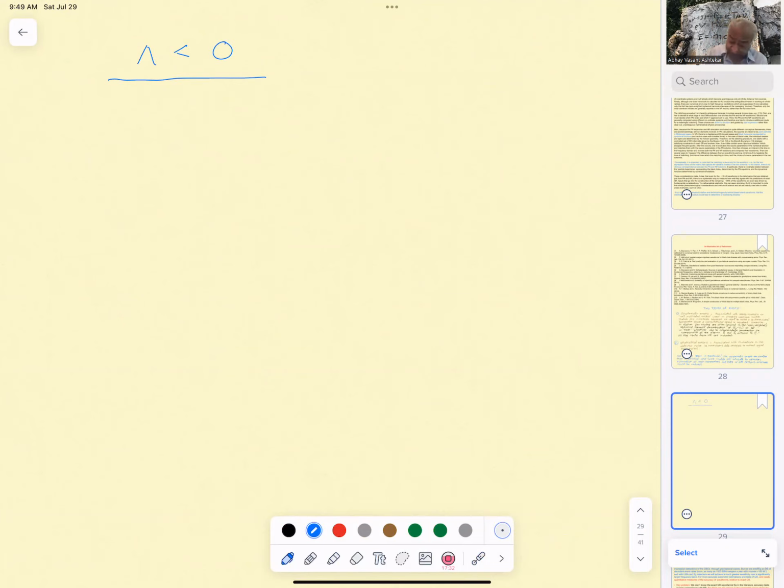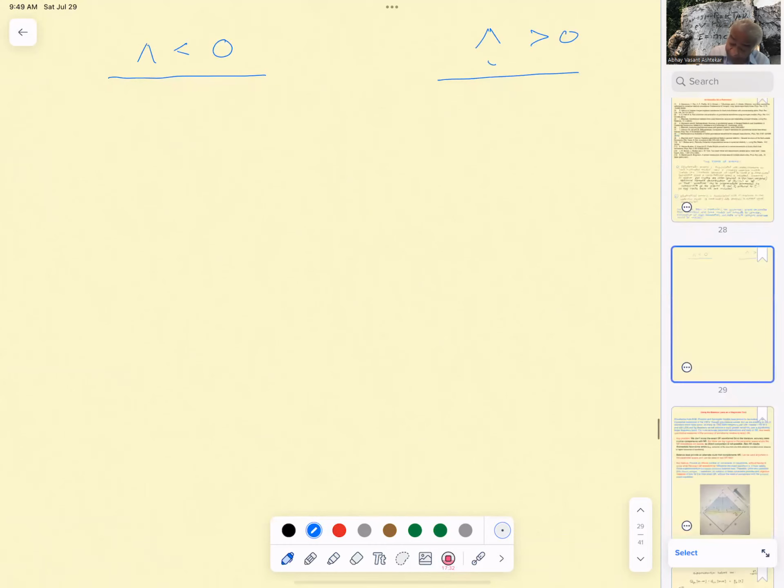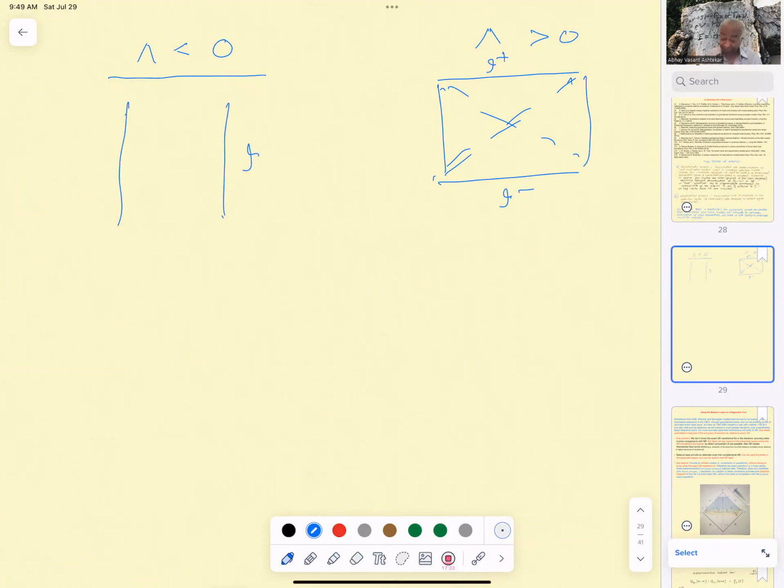So the statement is that there's a big difference between lambda less than 0 and lambda bigger than 0. For lambda bigger than 0, for example in de Sitter space, we have Scri plus is space-like, and these are cosmological horizons. Scri minus is space-like. Whereas in lambda less than 0, Scri is time-like. There's no Scri plus and Scri minus; Scri is just time-like.